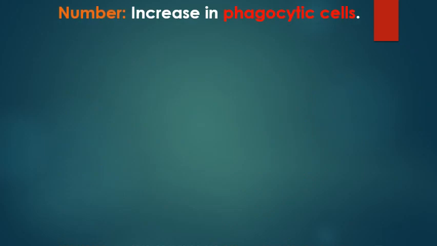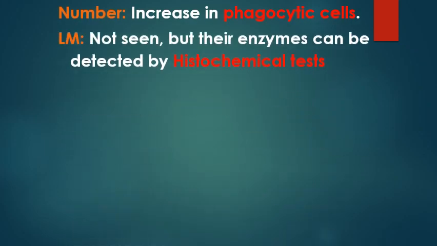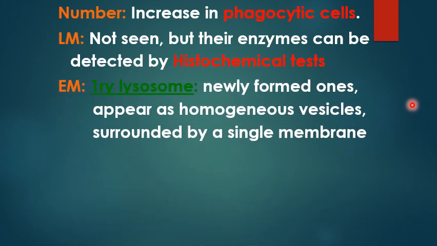The number of lysosomes increased in phagocytic cells. It is not seen by hematoxylin and eosin, but is seen by histochemical test. The lysosome has an enzyme known as acid phosphatase. If I can detect the acid phosphatase, then this cell contains lysosomes.